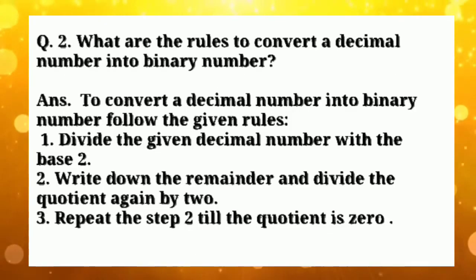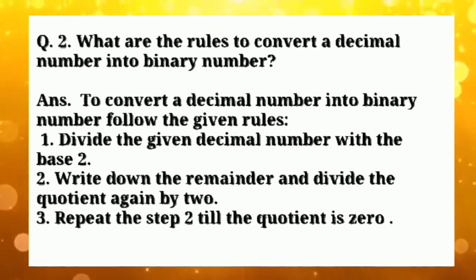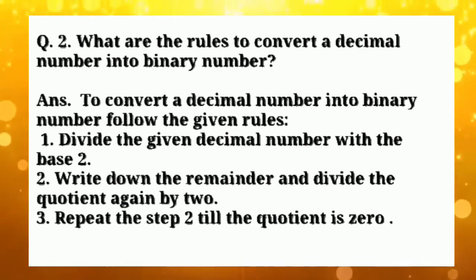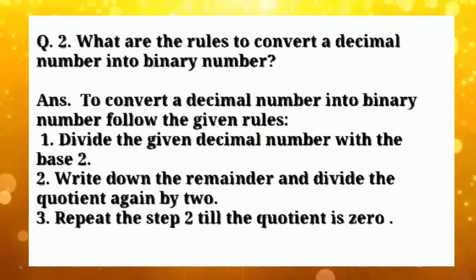Now see next question. What are the rules to convert a decimal number into binary number? Answer is to convert a decimal number into binary number, follow the given rules. First rule is divide the given decimal number with the base 2. Second is write down the remainder and divide the quotient again by 2. Third is repeat the step 2 till the quotient is 0.